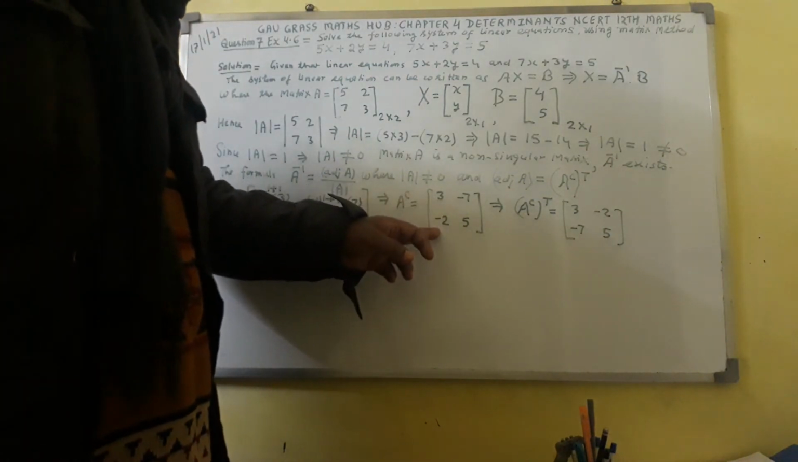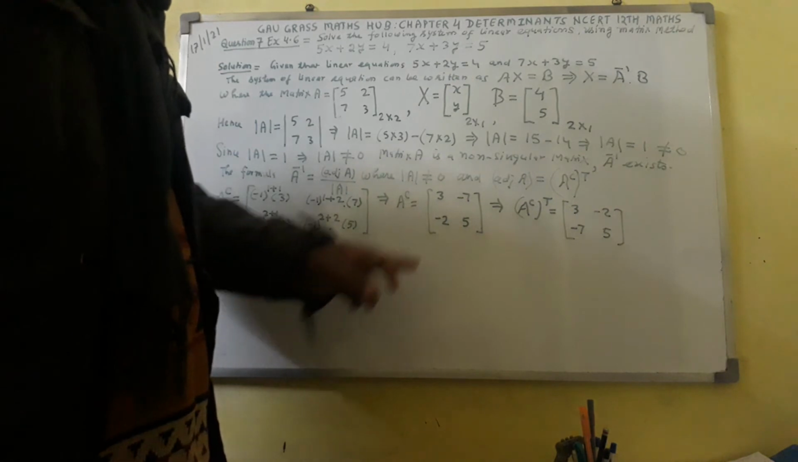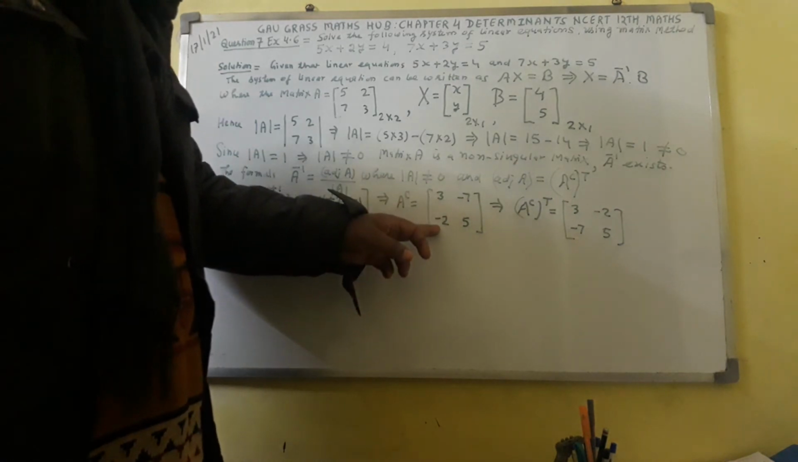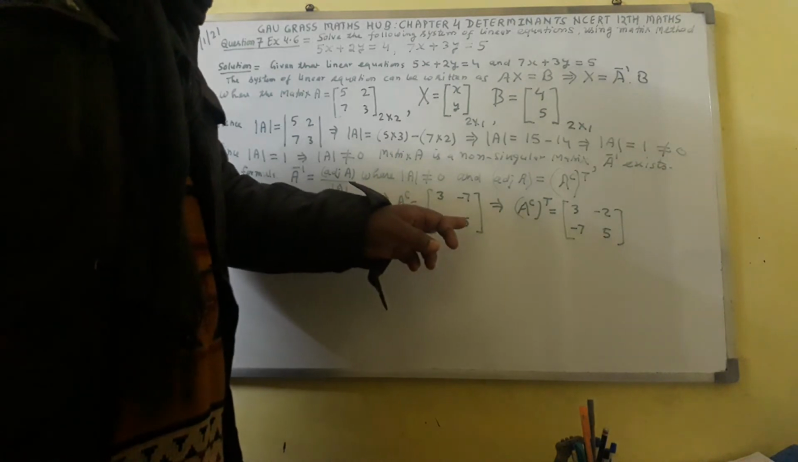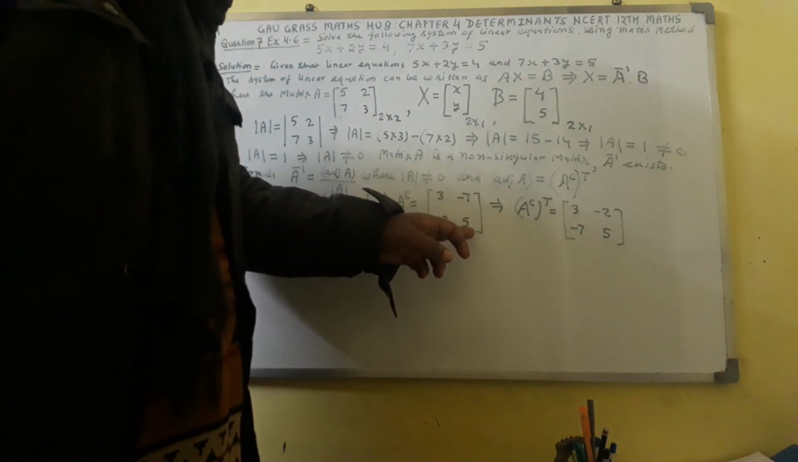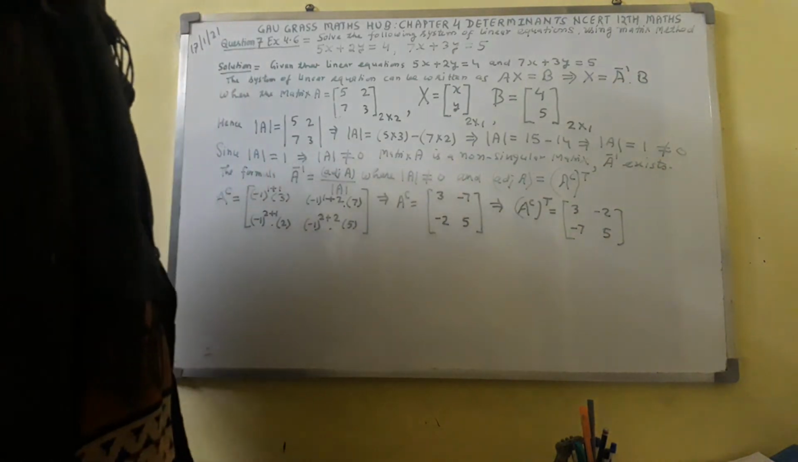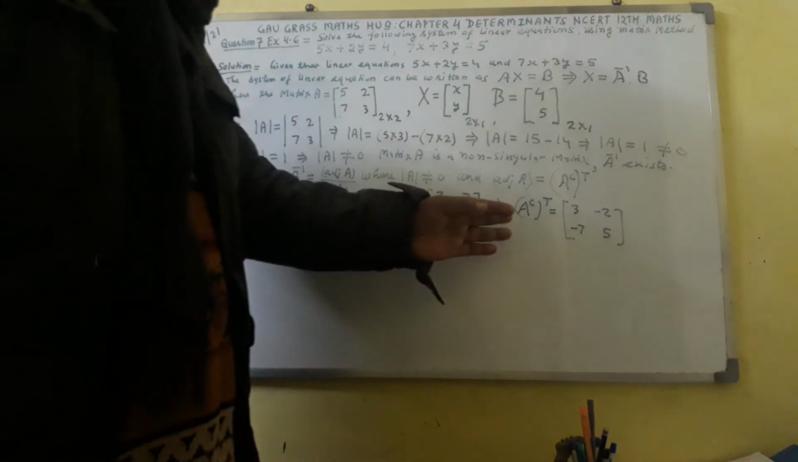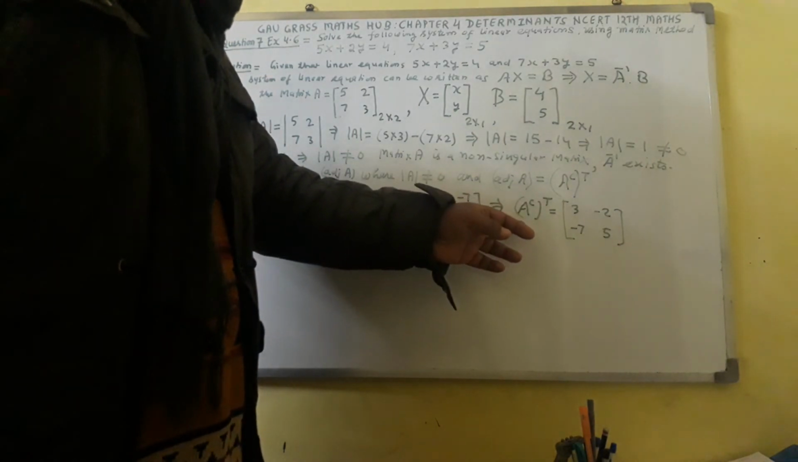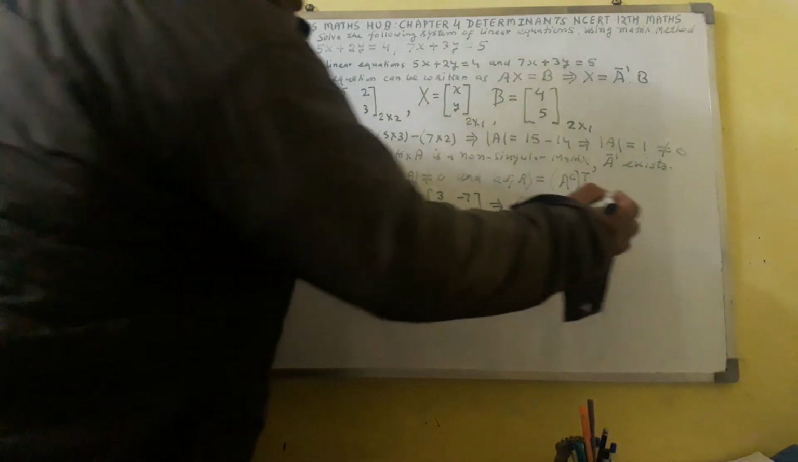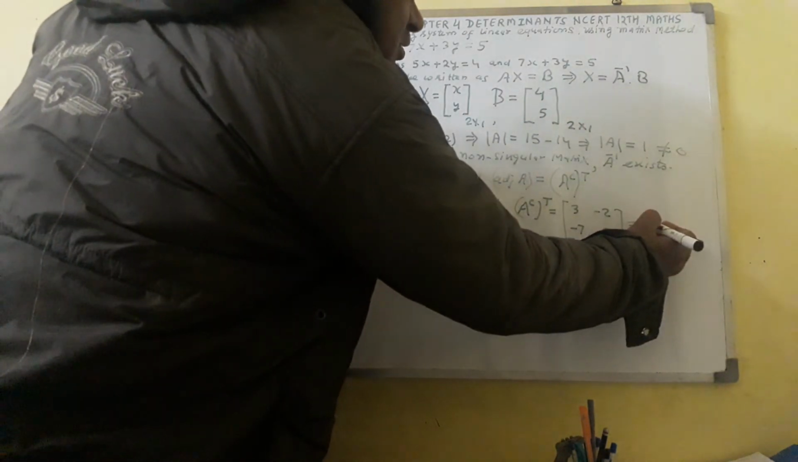3 minus 2, 3 minus 2. First column converted into first row, second column converted into second row. So here you have got this one. Now transpose of cofactor matrix is adjoint of matrix. So this will be equal to adjoint A.